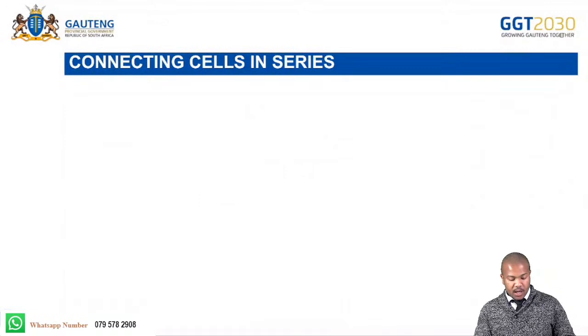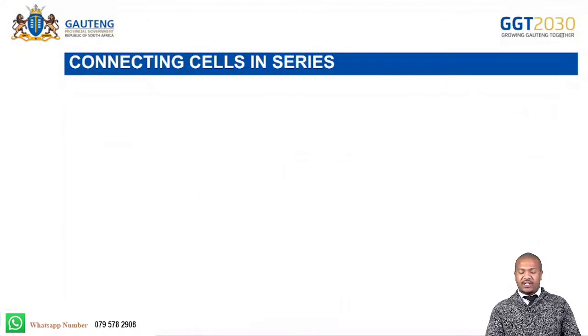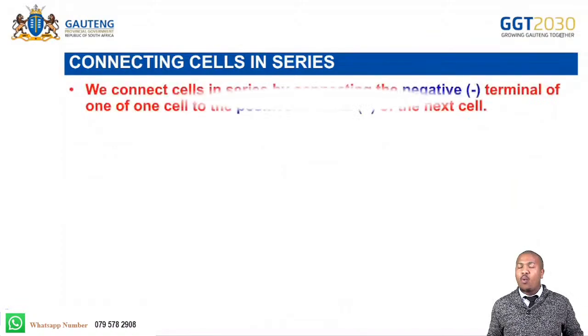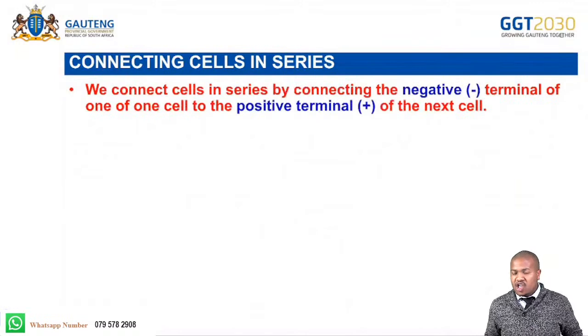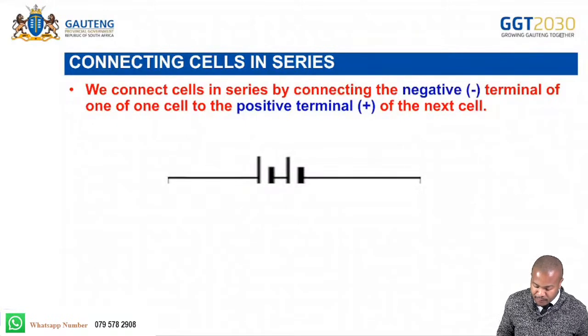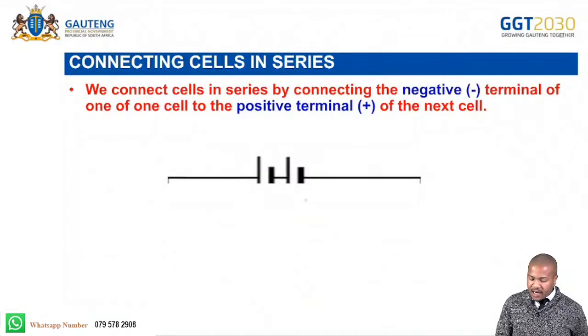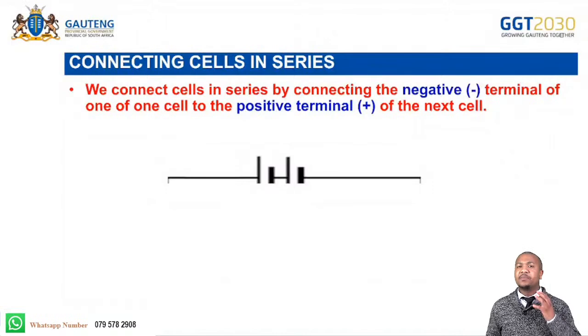Right. So now, as we're talking about a series circuit, let's look at when we're connecting cells in series, meaning one cell after the other. We connect cells in series by connecting the negative terminal of one cell to the positive terminal of the next cell, right? Let's look at this diagram, for example. Remember, this is a symbolic representation.